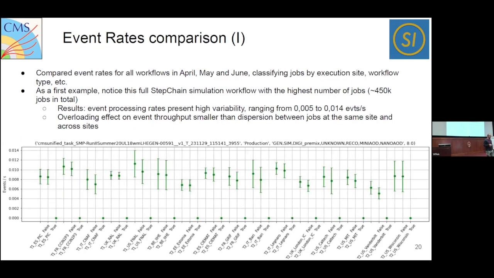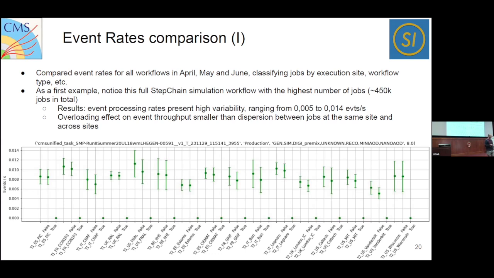And this is a picture where on the y-axis we have the event rate, and on the x-axis we have all the sites, where for each site we have one bar for the overloaded and one bar for the non-overloaded. We have measured the average event rate for all the jobs running at one site for a particular workflow. This is still data from April, May, June, and we have taken one particular workflow. It was the one with most jobs, 450,000 jobs in total.